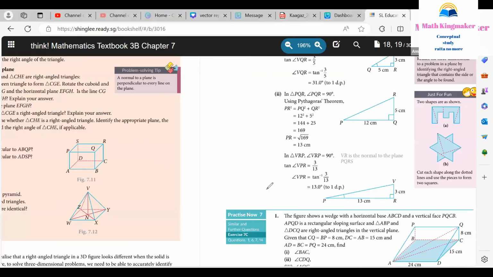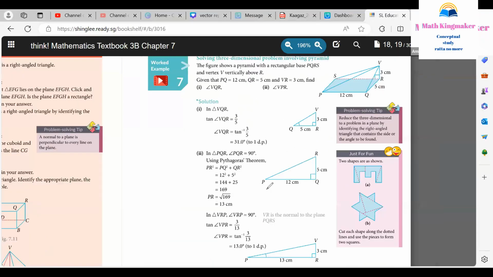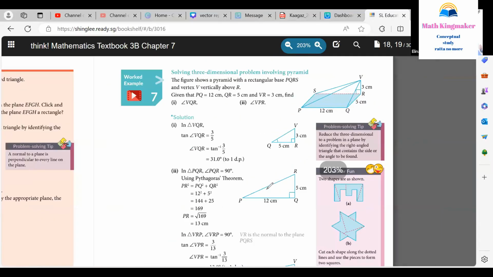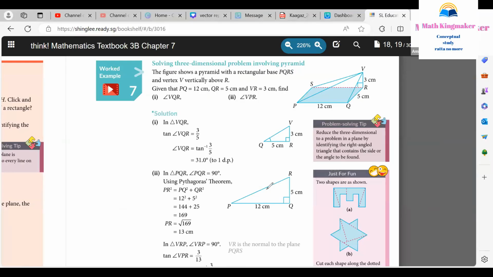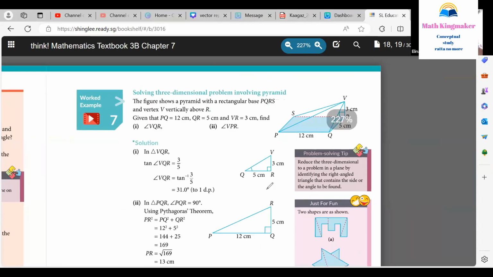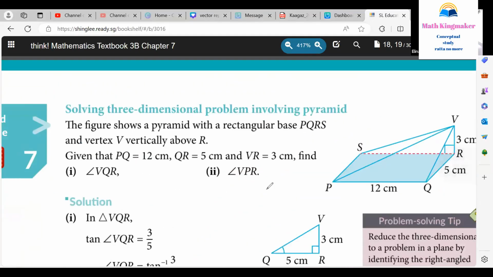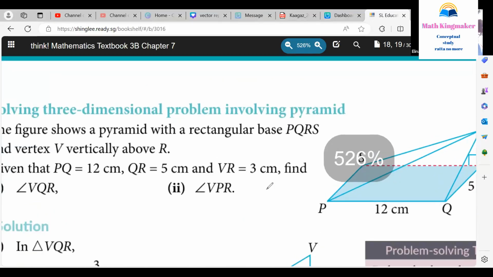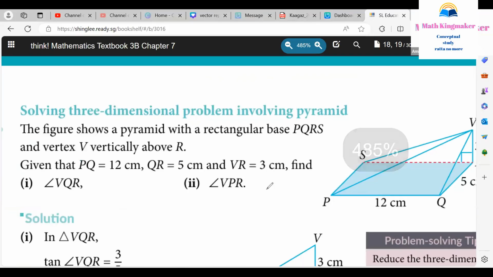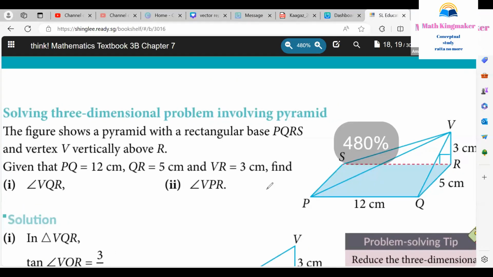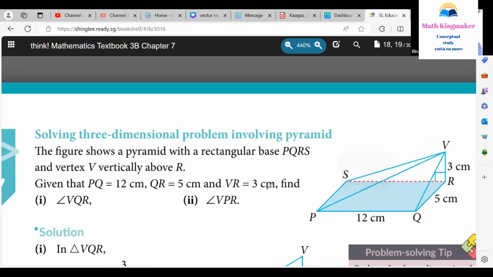Now these are some practice questions. Now it is the real testing of your visualization. There are worked examples. I'll give you worked examples, you have to do them. Is it visible? Yes, sir. Solution I'll not show you.